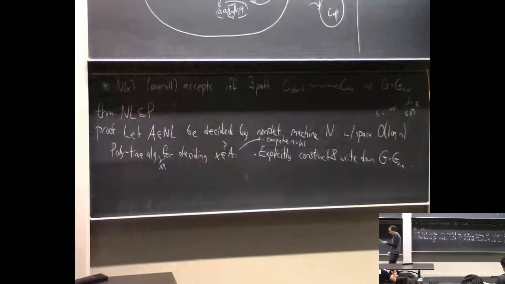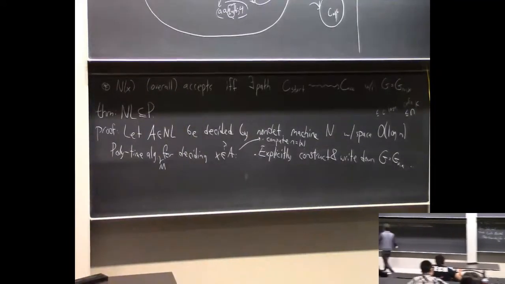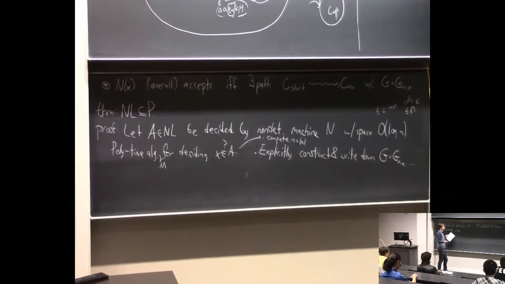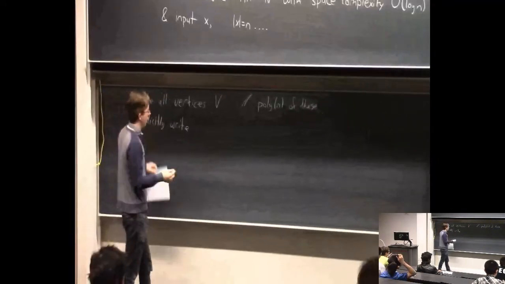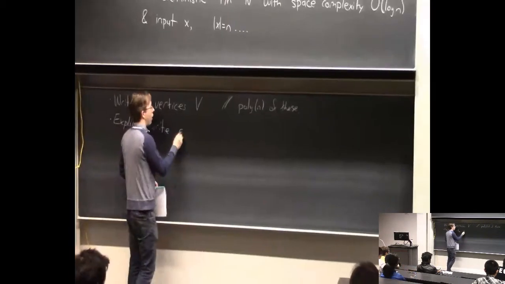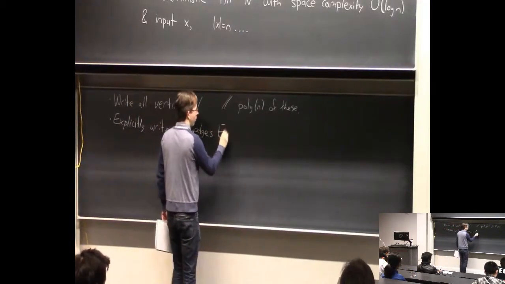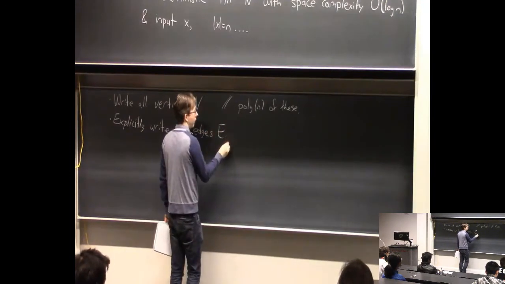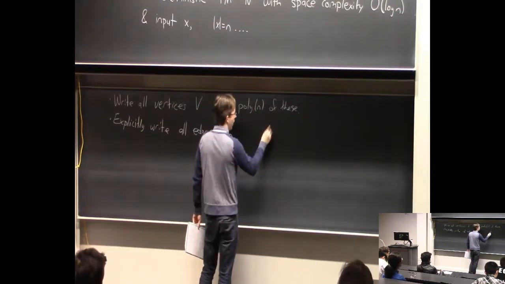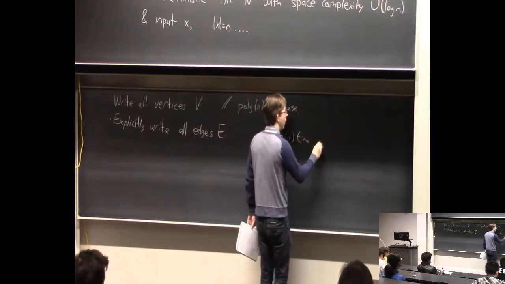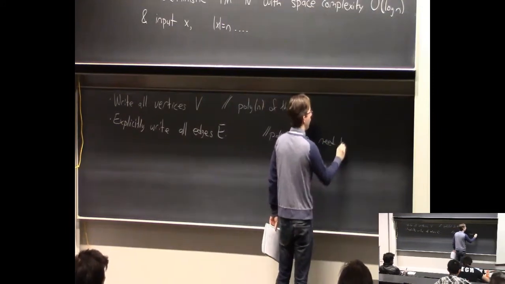OK, so write all the vertices of V. And then explicitly write down all edges E. You can imagine that's like making the adjacency matrix of the graph. This takes polynomial in n time. And you need to know x for this part.